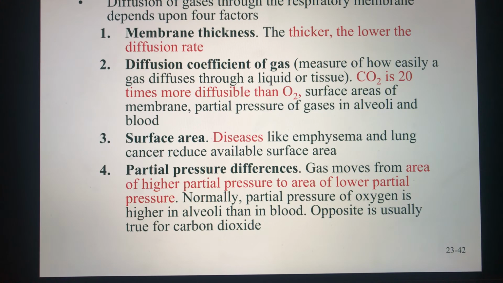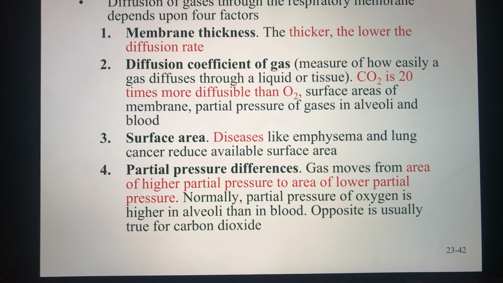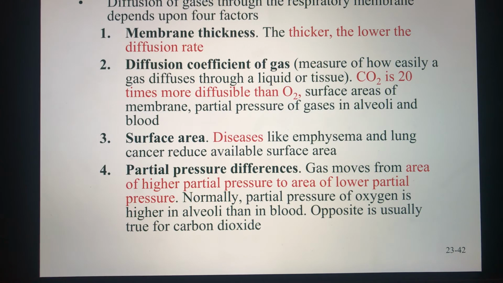So the thicker that membrane is, the harder it is. The membrane is formed by the alveolar cells, the basement membrane keeping the alveolar cells together, the basement membrane keeping the capillary cells together, and then the simple squamous epithelial cells that make up your capillaries. So that's 4 different areas that make up our respiratory membrane. The thicker the respiratory membrane, the harder it is for gases to go through.